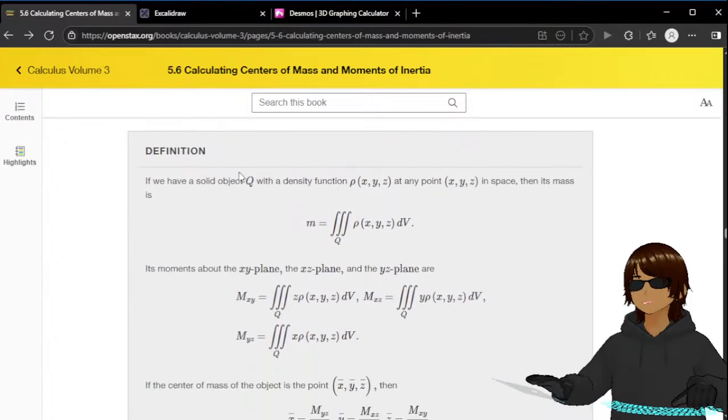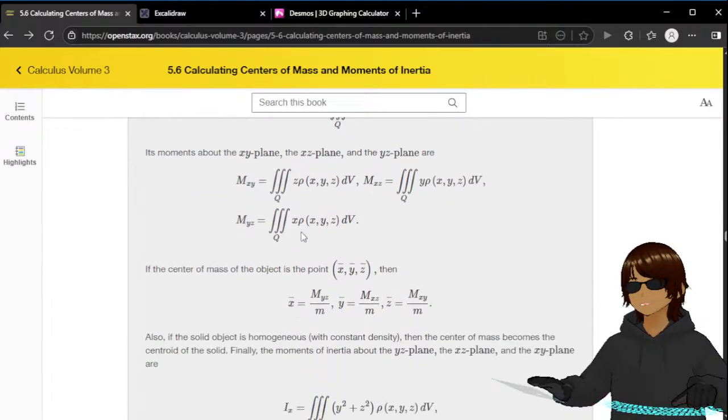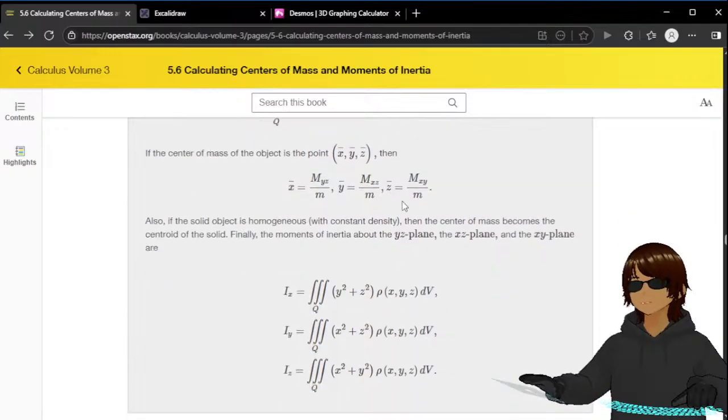Okay, this time in 3 dimensions, we have a density function defined like this. Sorry, the mass is defined like this. The moment in the xy plane is the distance from z, and from the xz plane is the distance from y, and lastly we have the distance from x. Okay.